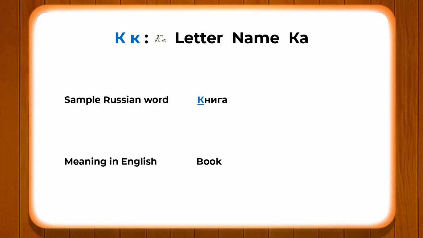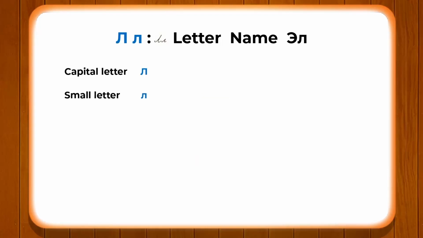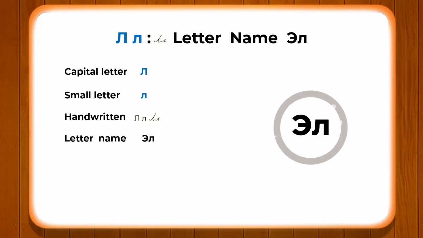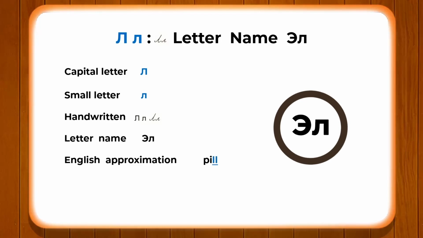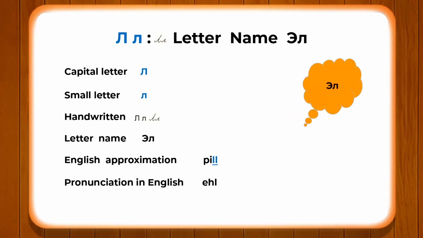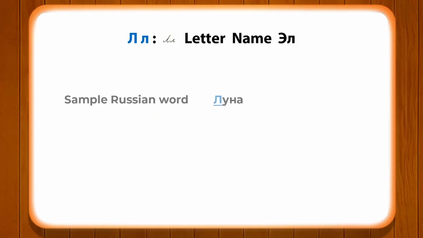Now let's understand the further sounds of the letters. Here we have the letter L. As an English approximation we have used the word pill. The sound of l in pill resembles the sound of the letter L. A sample Russian word where we have this letter is Luna, which means moon.